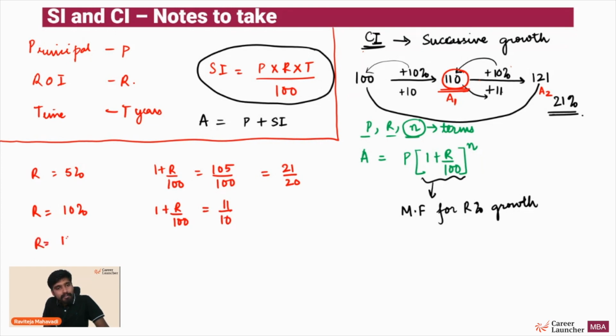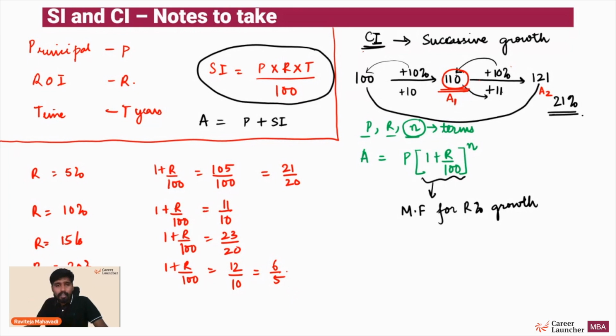Rate of interest is 15%, you will find that 1 plus R by 100 is 23 by 20, and rate of interest is 20%, you will find that 1 plus R by 100 is equal to 12 by 10. Students have a tendency to convert this 12 by 10 into 6 by 5, which is absolutely right. But I would prefer keeping it 12 by 10 because I would rather work with a 10 in the denominator than 5. Because it is easier to cancel the numerator with 10, so I'll keep it as 12 by 10.